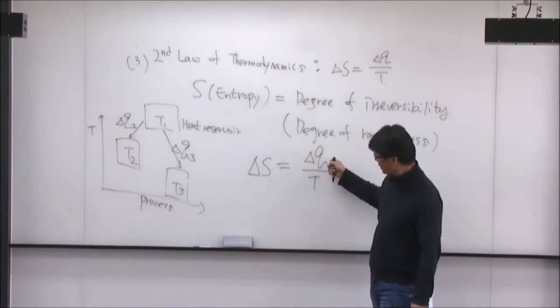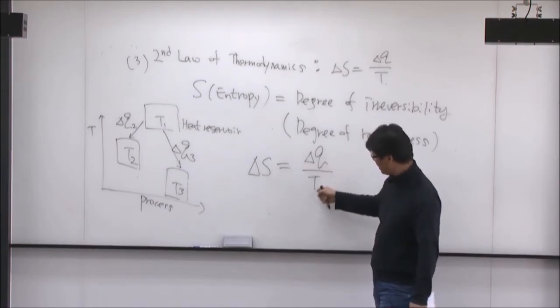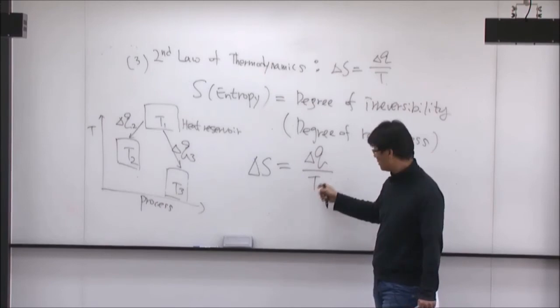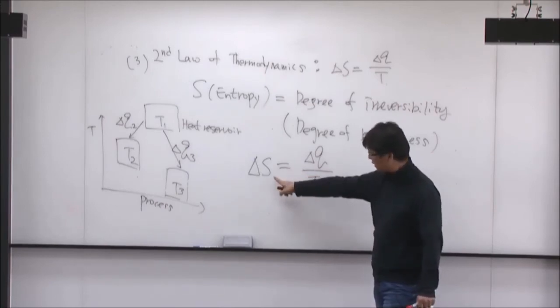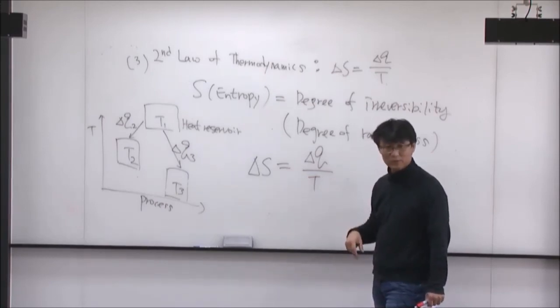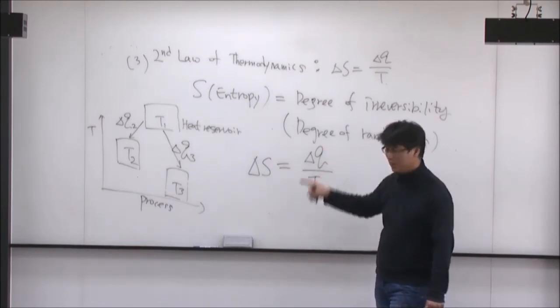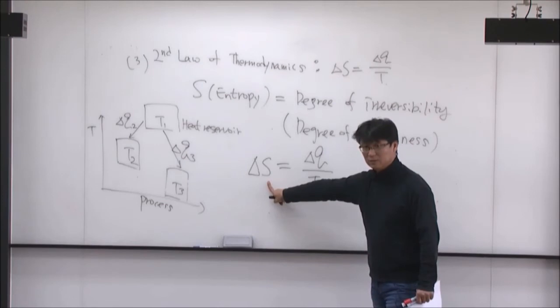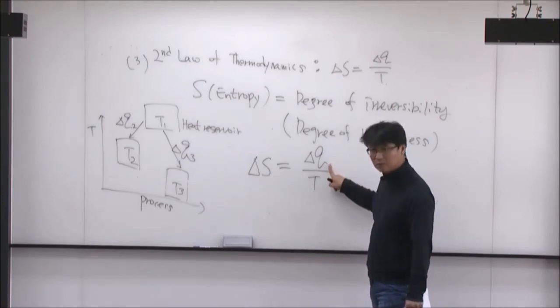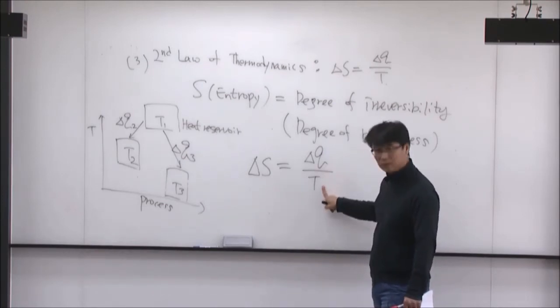With Q in a linear way and T in an inverse way, this detects the irreversibility of the system. Okay? So that's why people define it in this way. Entropy change is heat divided by T of the system. Is it okay?